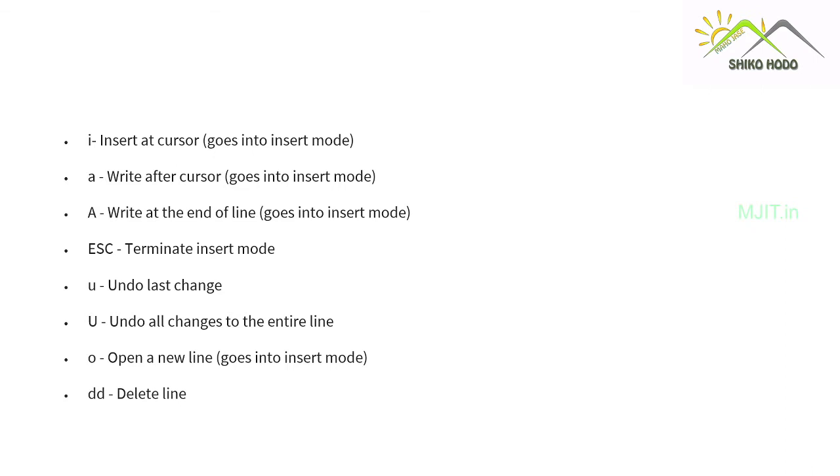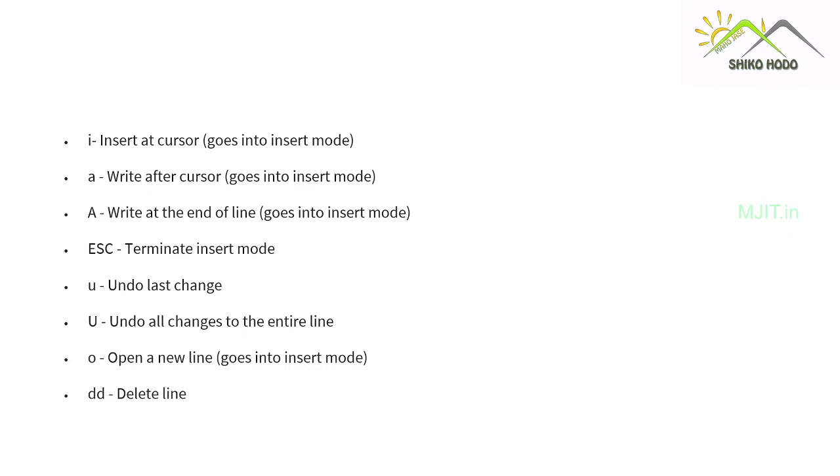I is for insert, and A is for writing after the cursor. When you get into VI mode, you can press A, then it takes you right after the cursor where it is pointing, and the insert starts from there. Capital A goes to the end of the line. Escape exits from the insert mode.